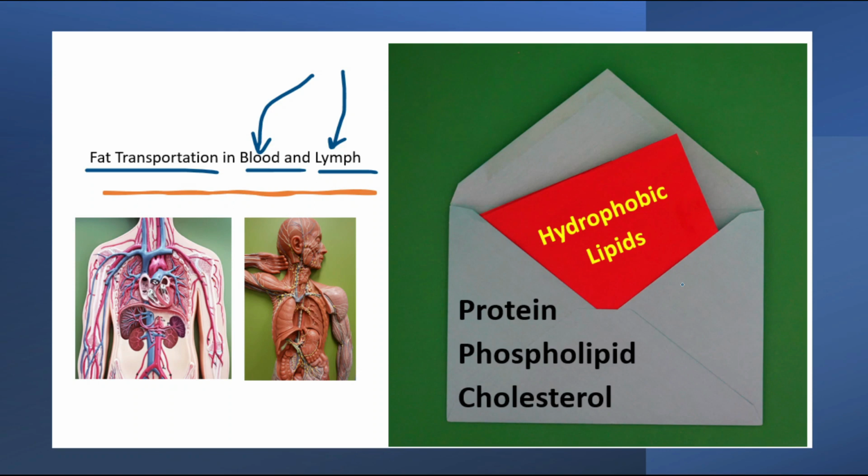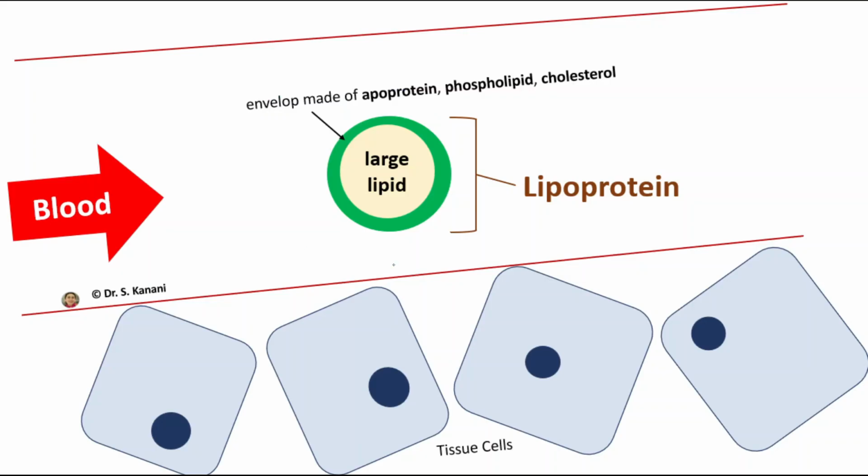These are non-polar molecules. They are not water soluble. So the only way that we can transport these large hydrophobic lipid molecules in the watery environment of blood or lymph is if some cells place these hydrophobic lipids in an envelope that is made mainly of protein and some phospholipid and cholesterol.